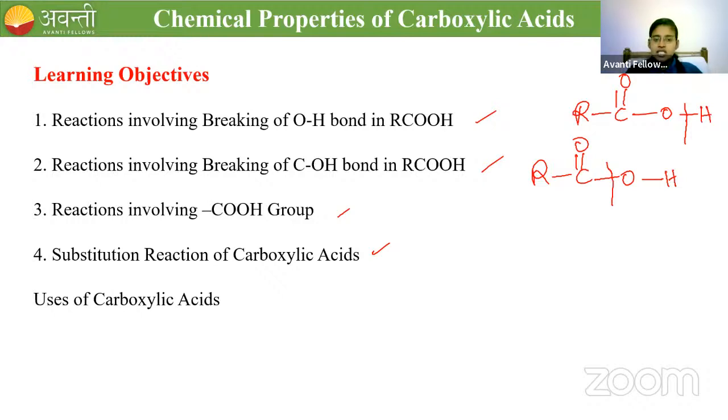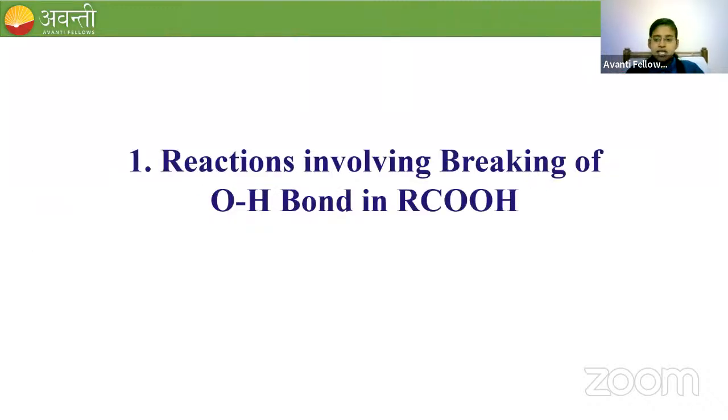Then third is the reactions involving COOH group as a whole. So here in the third category, the whole group COOH will be converted to some other group. And fourth is the substitution reaction. You all know what is substitution, right? One element will come and substitute the hydrogen present in the compound. And finally, we will discuss the uses and wind up the lesson. All right, so let me go for the first category.